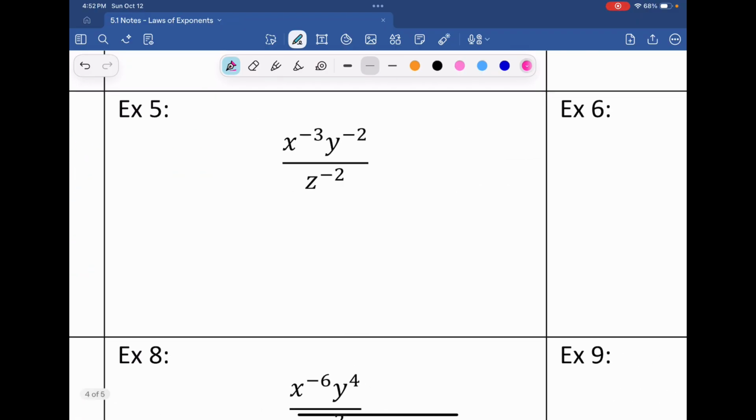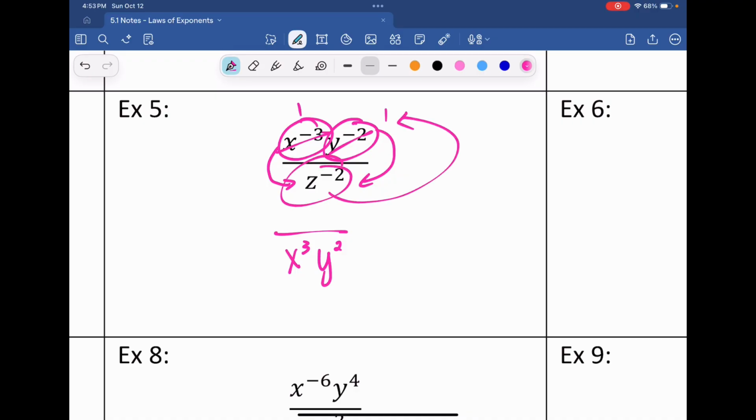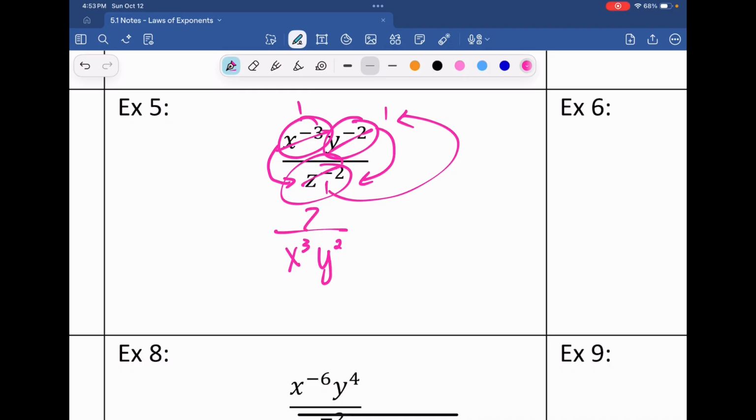All right, now I've got mixed up variables. So the first thing I want to check is repeated variables. X has nothing repeated, y, z. All right, awesome. So x to the negative 3 is going to go down to the bottom. Exponent becomes positive. Y squared is going to go down to the bottom. Exponent becomes positive. Z squared goes to the top. Exponent becomes positive. That's a lot of crossing out. Normally I would not write that much crossing out. They would just switch places and the exponents become positive.